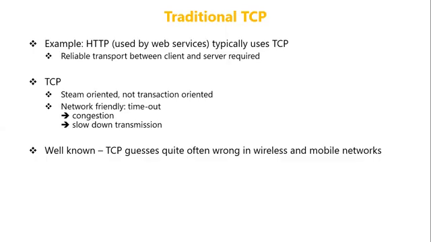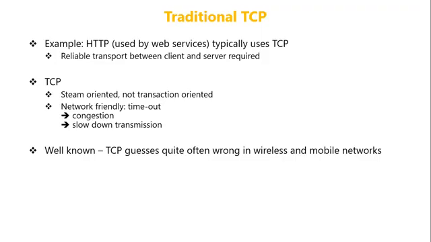Okay, but this particular behavior of TCP is fine for wired network, because in wired network most of the time packet loss happens because of congestion. But that is not the case in wireless communication. In wireless communication, the packet loss does not always happen due to congestion.